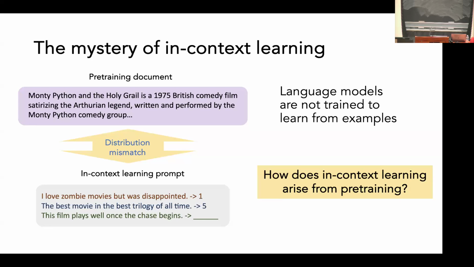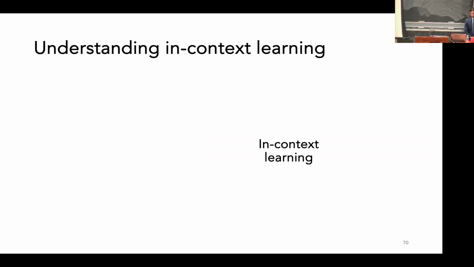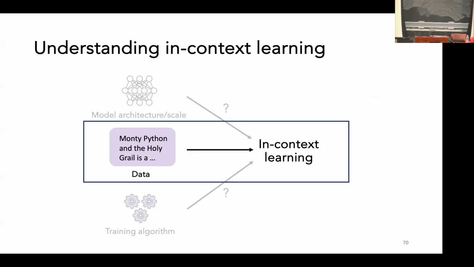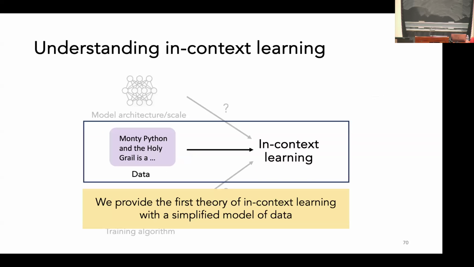So how does in-context learning actually arise from pre-training? I'll first step back and note that there are many angles to tackle this problem from. You can understand in-context learning, for example, from the role of the model architecture or scale, or the role of the training algorithm. But we choose to focus on the role of the data in eliciting in-context learning. In particular, we will provide the first theory of in-context learning with a simplified model of the pre-training data.